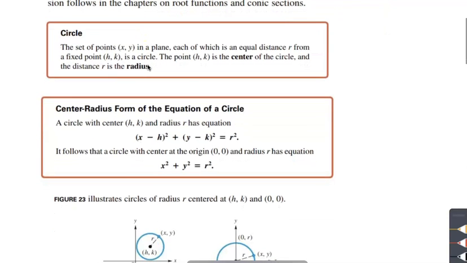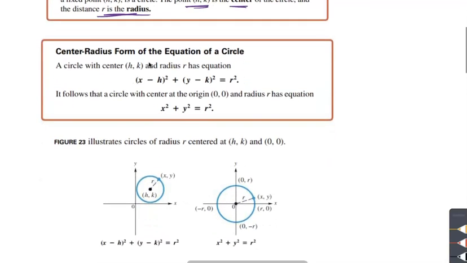And in general, we have a circle. We have a point, (h, k), which is considered the center, and r, which is the radius. So you can see right here, here's a general formula: (x − h)² + (y − k)² = r², where our center will be at h and k. Notice how it's like inside opposite for both of them.